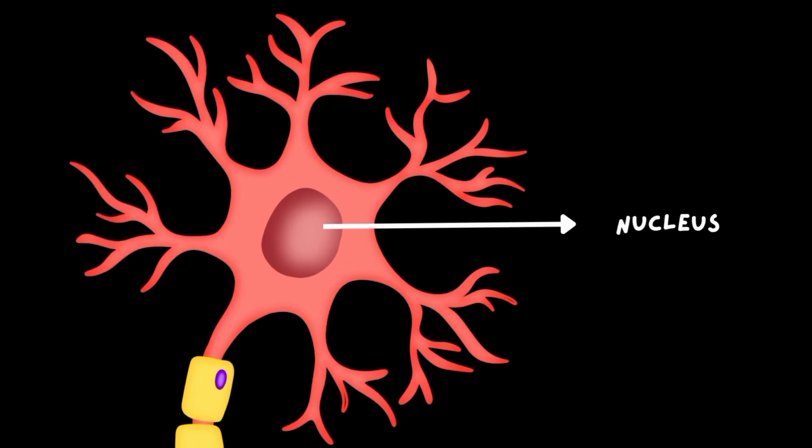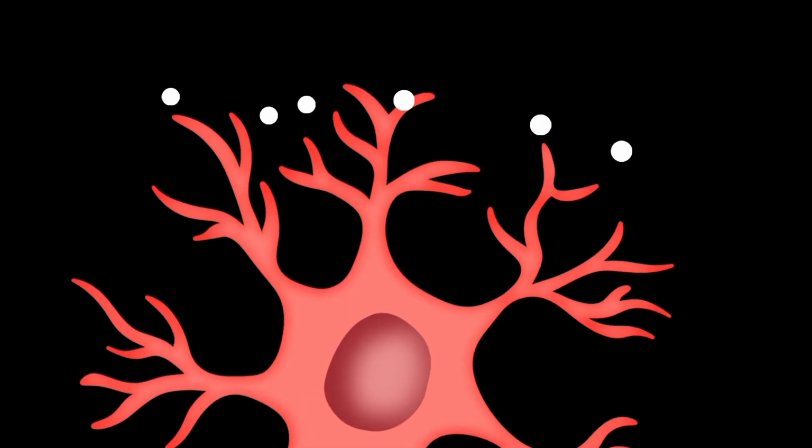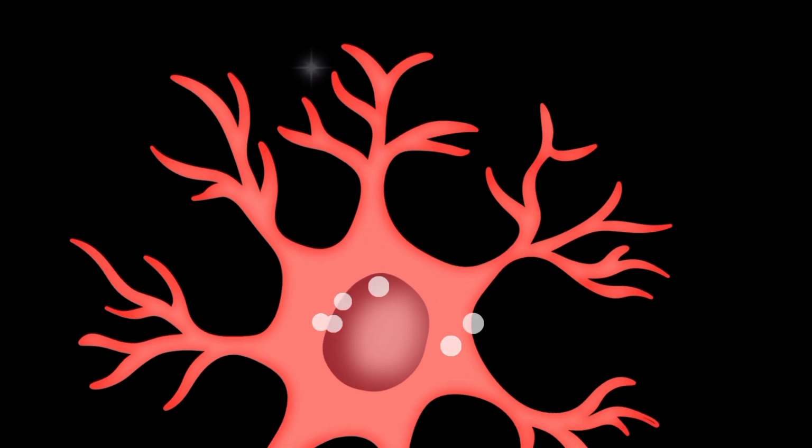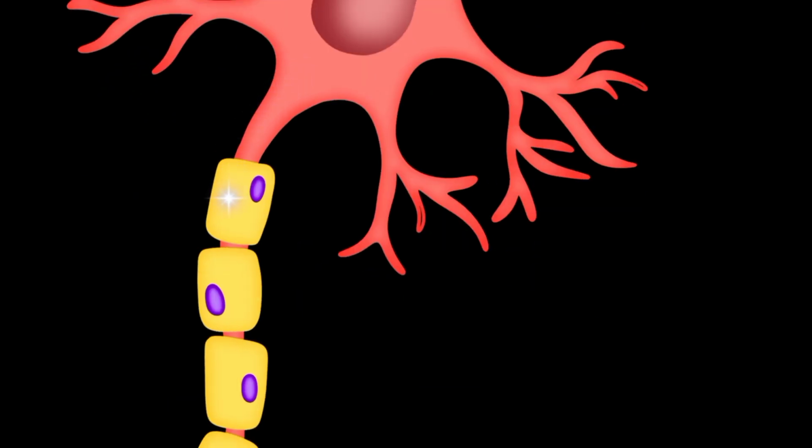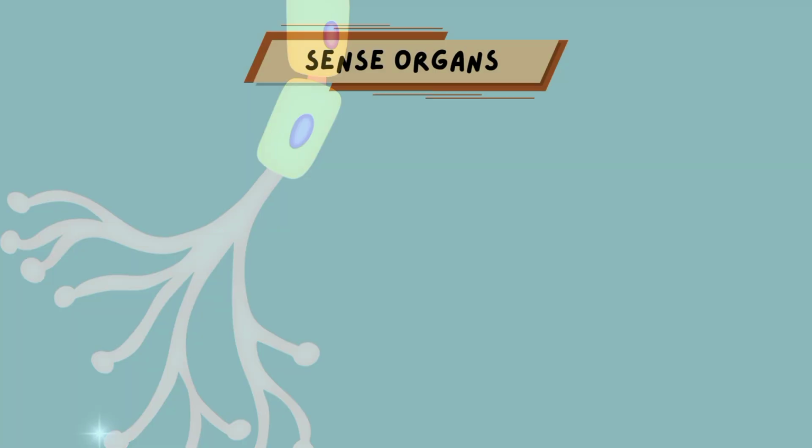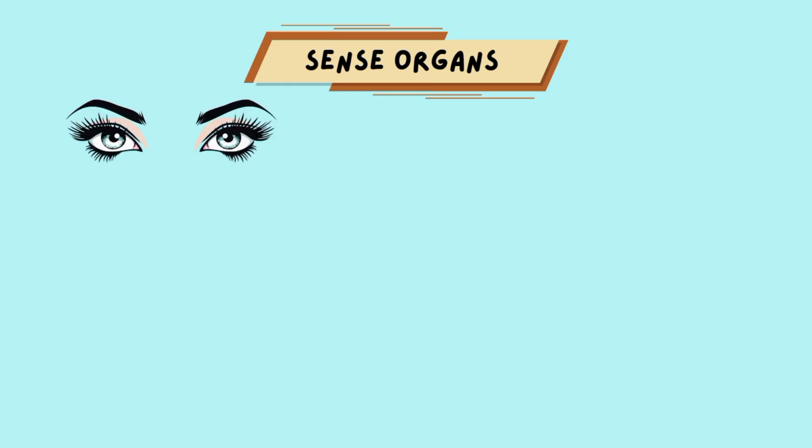The cell body, also called the soma, is the core of the neuron. It contains the nucleus and other organelles that keep the cell functioning. Branching out from the cell body are the dendrites, which receive information from the surroundings or from other neurons. At the other end is the axon. The axon carries information away from the cell body and passes it to the next neuron or to the muscle or gland.